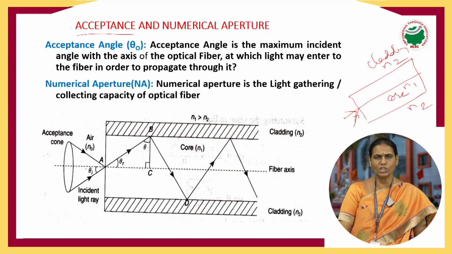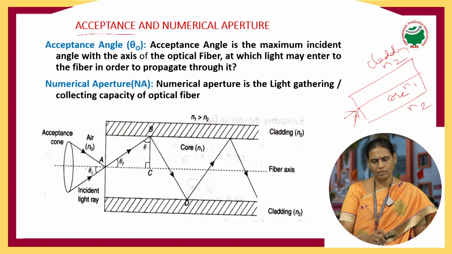I have given the definition. Acceptance angle is the maximum angle with the axis of the optical fiber at which light may enter the optical fiber in order to propagate through it. So we need to find out that acceptance angle.